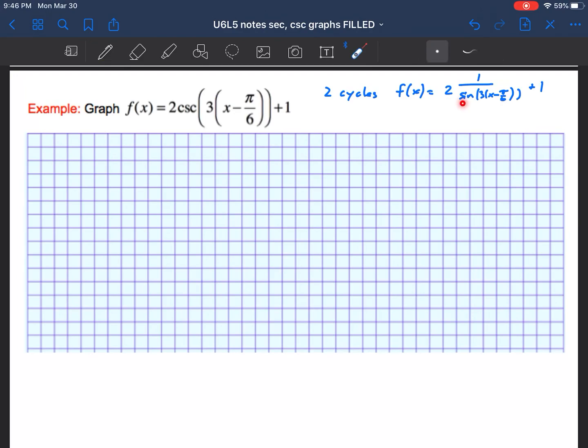All right, so I want to think about the sine graph, the general characteristics of this. The sine graph starts at 0. That means the cosecant graph, wherever it starts, is going to have a vertical asymptote. So I'm going to list out, just like before, some important properties.